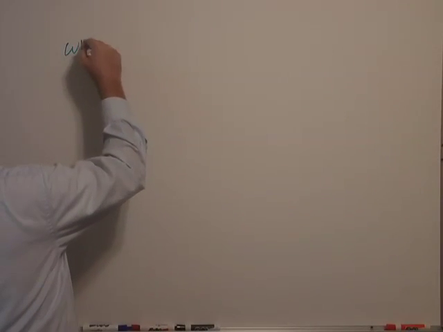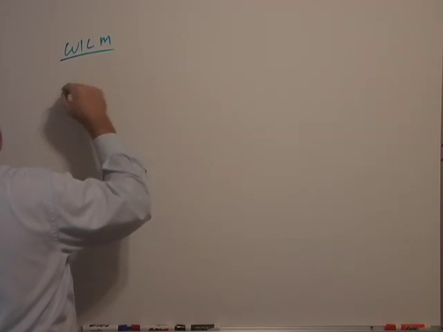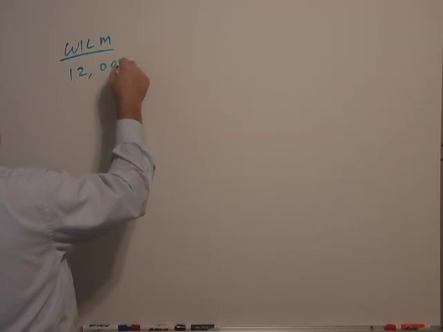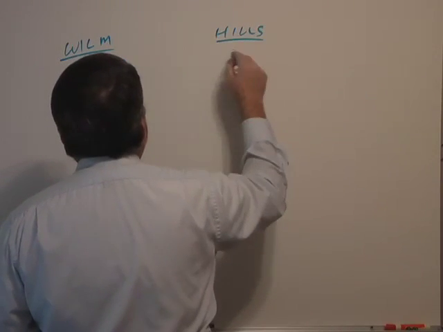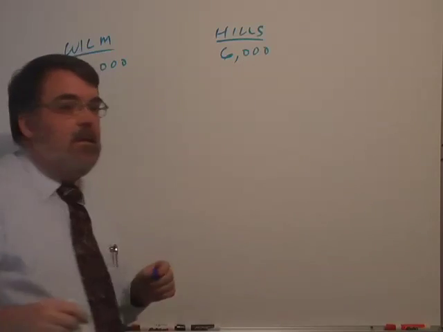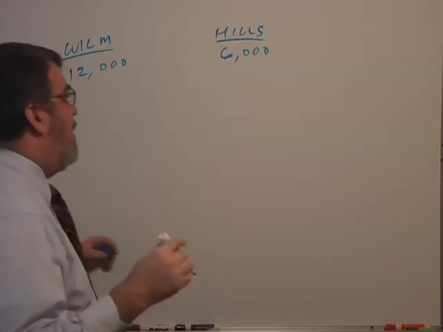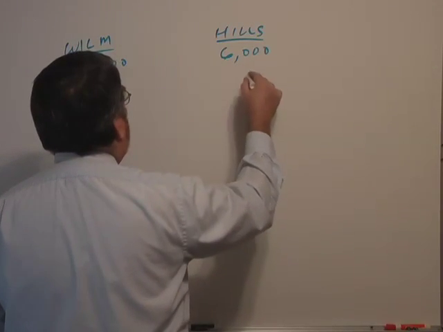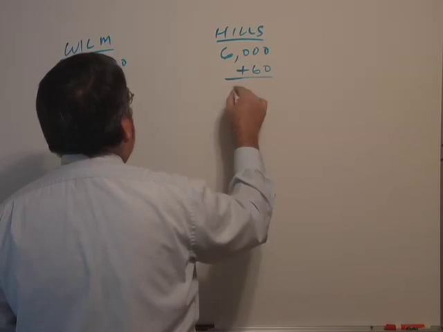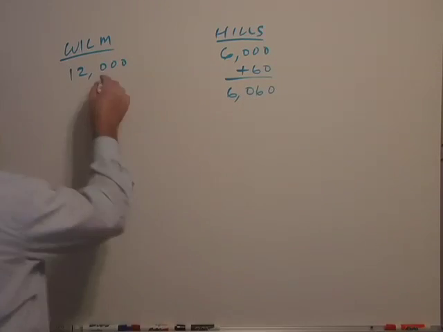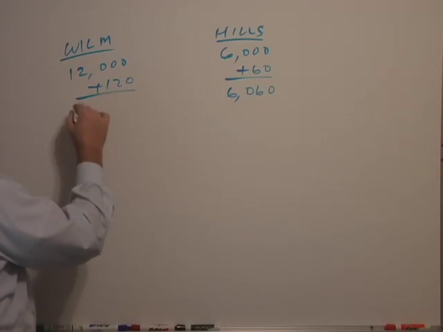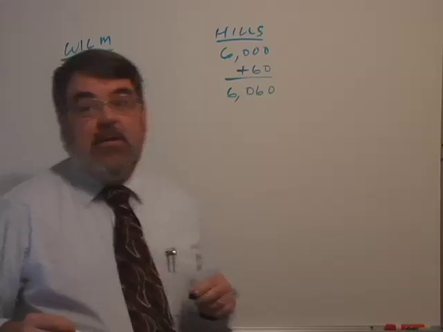The example I like to use when I teach a regular class is comparing Hillsborough to Wilmington. I know these numbers aren't quite right, but let's suppose that this year Wilmington has a population of 12,000 and Hillsborough has a population of 6,000, and that over the course of the year they both increase by 1%. So after 1 year, Hillsborough increases by 1%. That means 60 people are added. And Wilmington increases by 1%, which means 120 people are added to Wilmington's population.